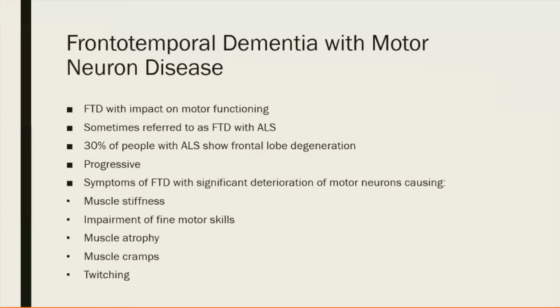Again, it's progressive like all FTDs. But our symptoms are pretty different because they're really centering on people's ability to move, right? So people are experiencing more muscle stiffness, impairment of fine motor skills, atrophy, so cellular death of the muscles, cramping, and twitching. Some other things you might see along with this are bowel and bladder dysfunction and some sensory processing issues. So how people are feeling things on their muscles.